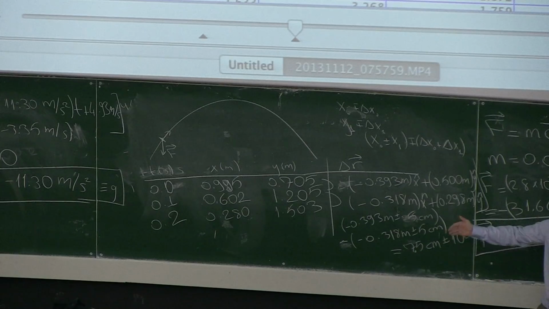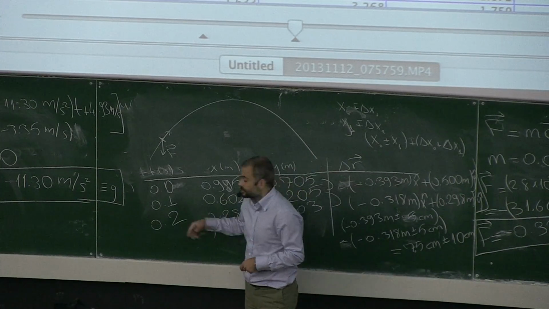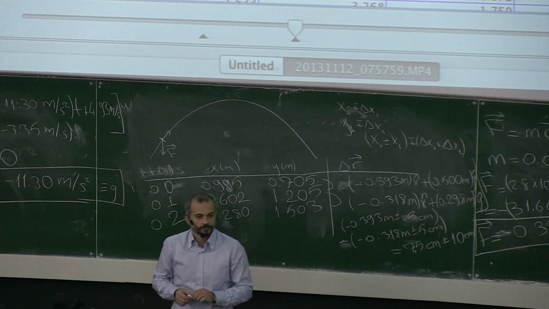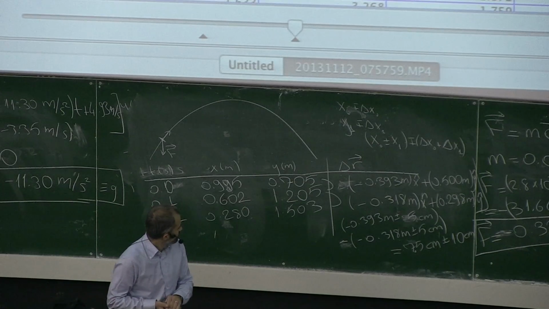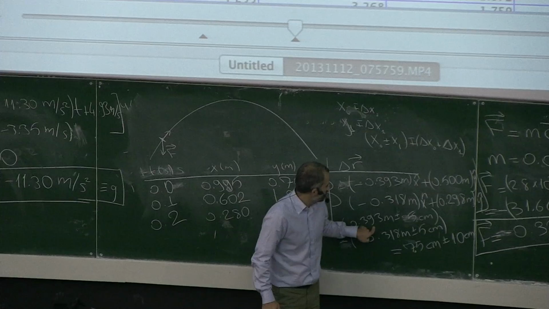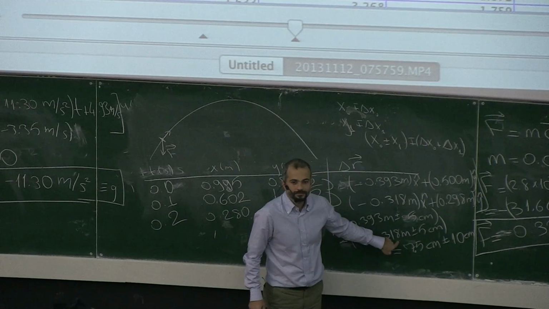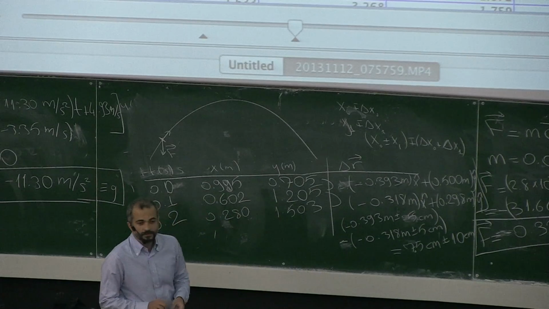The motion in the x direction should be uniform motion. So the displacement along the x direction in the same time interval has to be equal. Yes, questions? I said, well, this is 39.3 centimeters minus 31.8 centimeters. The difference is 7.5 centimeters.